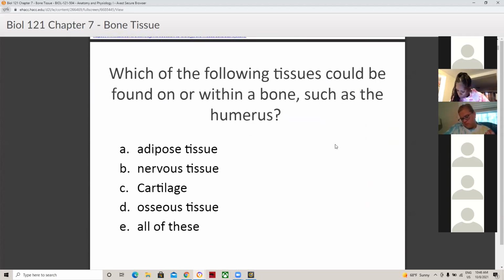So which of the following tissues could be found on or within a bone, such as the humerus? If you remember, we talked about connective tissue, we talked about nervous tissue, we talked about cartilage, we talked about osseous connective tissue. All of these can be found in bone.